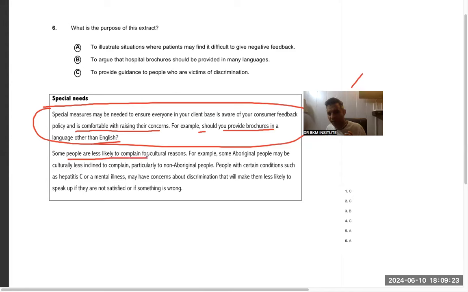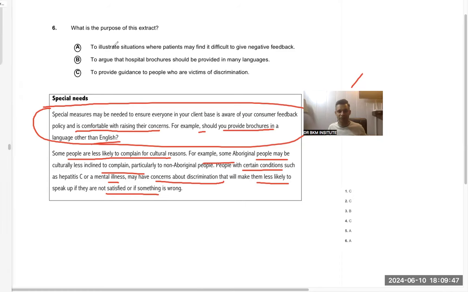Some people are less likely to complain due to cultural reasons. For example, Aboriginal people may not complain. People with certain conditions, hepatitis B, may have concerns about discrimination. That will make them less likely to speak up. Less likely means they might speak up, they might not. Less likely means fewer chances are there. Chances means may.